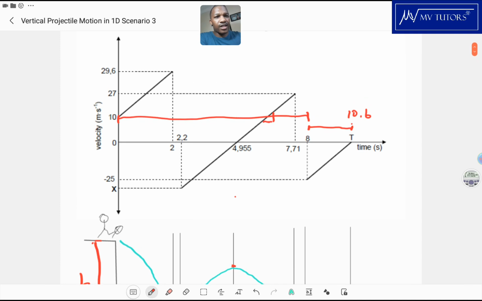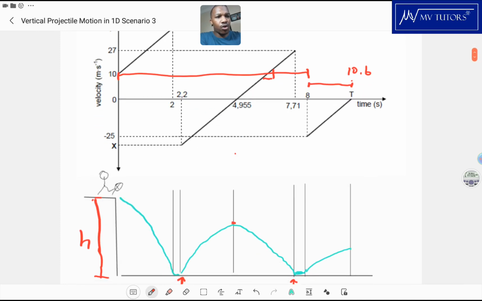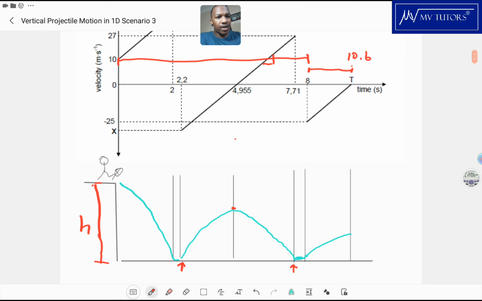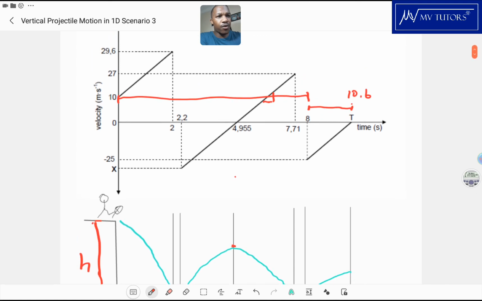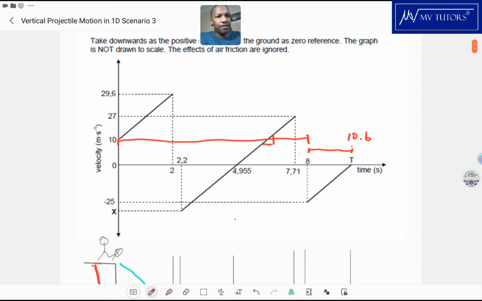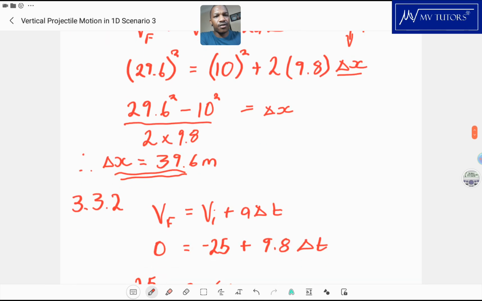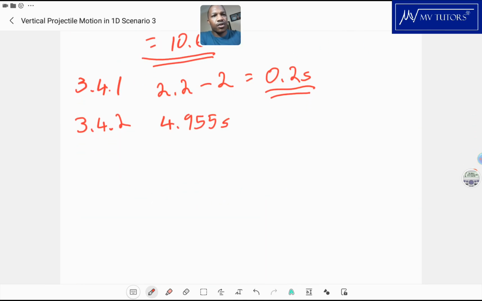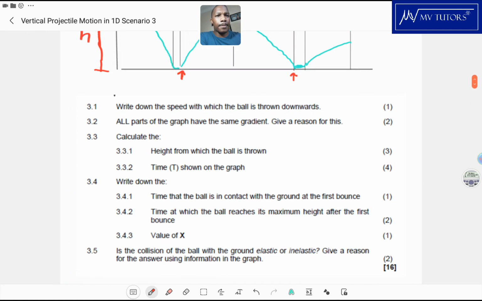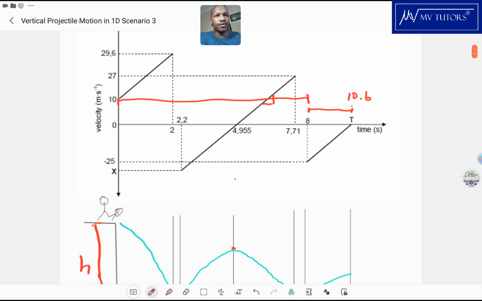Now they're asking us the velocity there, so we must just look at what the velocity is at this final point there. We can see that the velocity there is 27. Therefore, our velocity here in the beginning is also 27 because of that relationship. Okay, so that was 3.4.3. It is 27 meters per second. Okay, that's x.